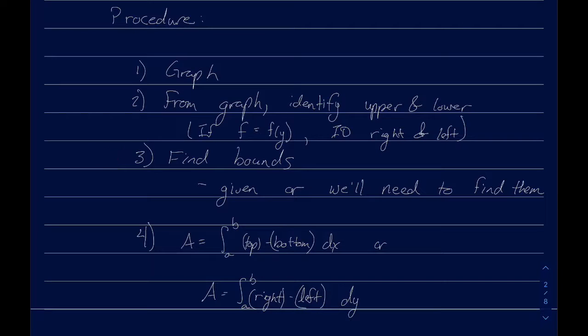Next, we're going to find our bounds. As we'll see in the next example, they can be given to us, but oftentimes we'll need to find our bounds. And we'll go through another example where we actually have to do that. And then we're just going to set up and evaluate our integral. So the area is equal to the integral of the top minus the bottom dx, or if it's a function of y, the integral of the right minus the left dy.